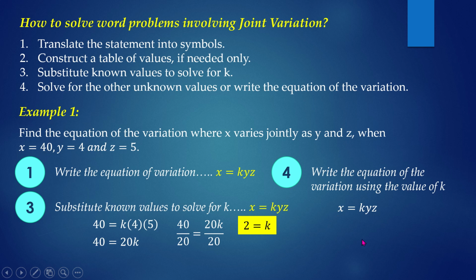Only the k is replaced. So our equation will give us x equals 2y, z. Is that okay? Okay. To continue.